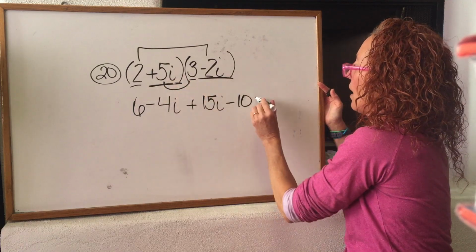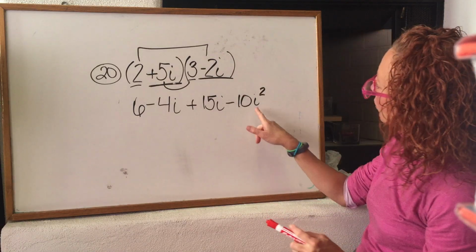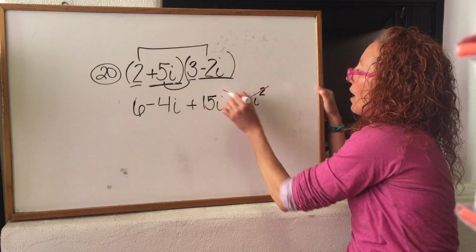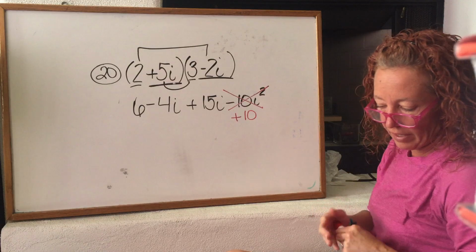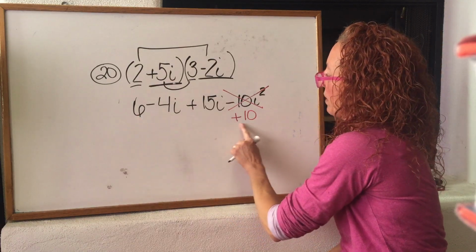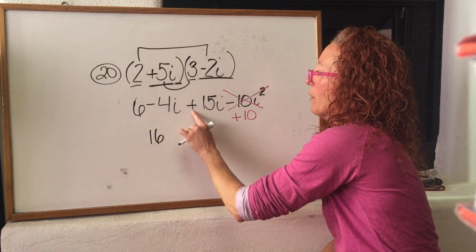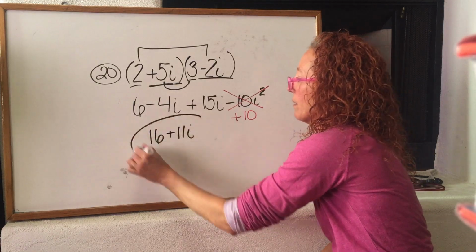i times i is i squared. That rule that came up earlier, i squared is equal to negative 1. So that changes this to a plus 10, and the i is gone completely. So 6 plus 10 is 16. A negative 4 and a positive 15 is positive 11.